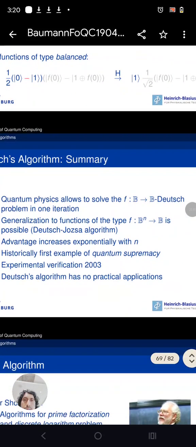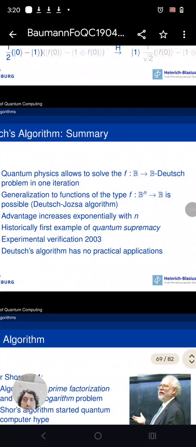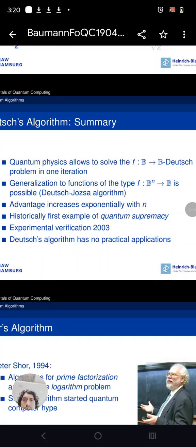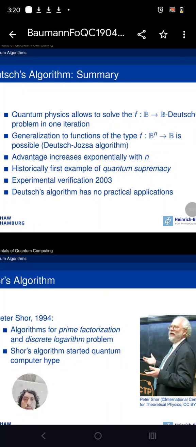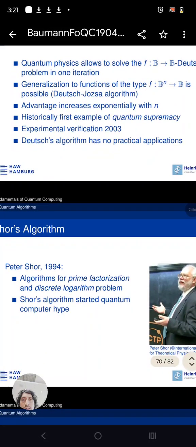So quantum physics allows solving the Deutsch problem in one iteration. Generalization to functions of the type f from B to the power n to B is possible. The advantage increases exponentially with n, because the higher n goes, we still can solve it in one iteration. That's interesting. So this is historically the first example of quantum supremacy. And there is also an experimental verification in 2003, but this algorithm has no practical applications.